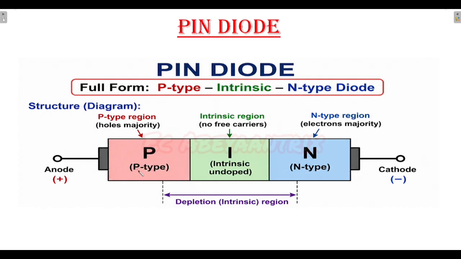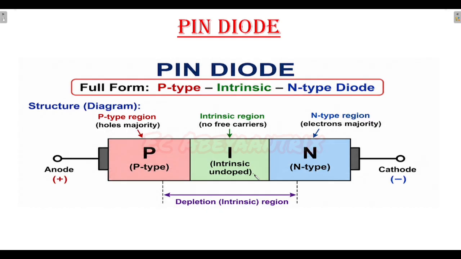So P type on one side, N type on the other side, and a third layer called intrinsic or undoped semiconductor is introduced in the center. It's a sandwich between P type and N type. Also the depletion layer will be in the intrinsic semiconductor. Due to the biasing conditions, the depletion region width increases or decreases based on the voltage applied, either forward bias or reverse bias.